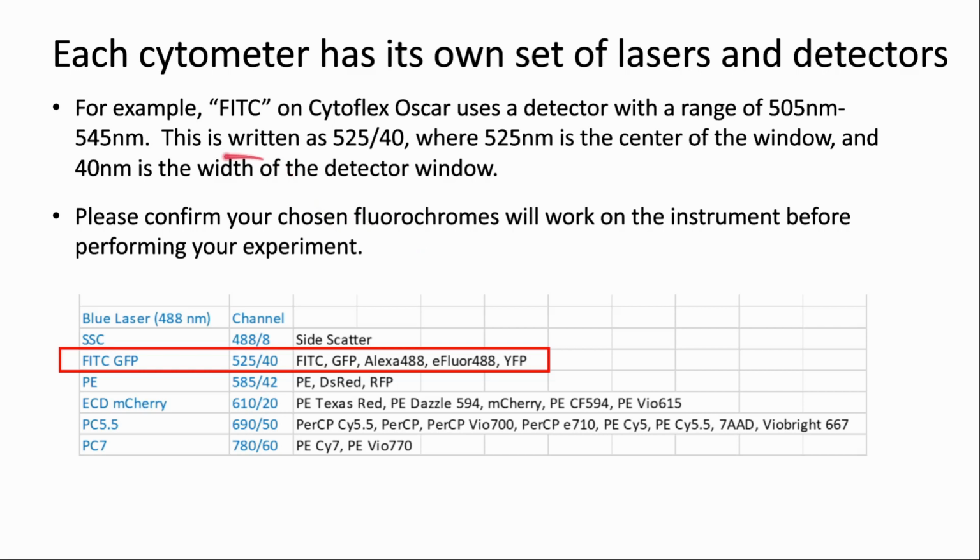In order to understand the filter sets, a detector is essentially a window. The center of the window is the first number. For FITC on our CytoFLEX Oscar, the center of the window is at 525 nanometers. The width of the window is the second number after the slash. In this case, it is 40 nanometers. This is the total width of the detector window. So if the center is at 525 and the width is 40, this would be plus and minus 20 nanometers on either side. So the FITC channel on Oscar therefore has a range of 505 nanometers to 545 nanometers.